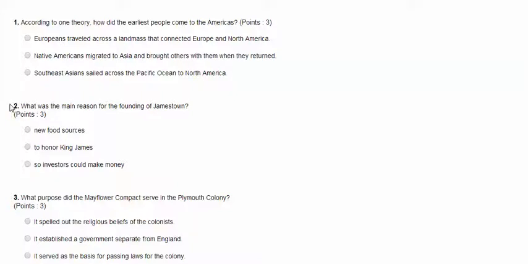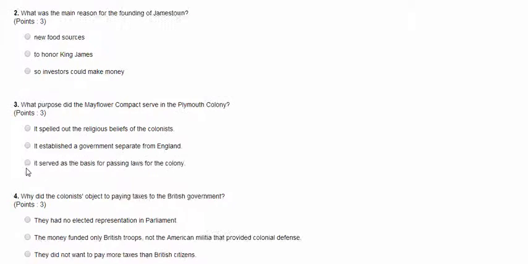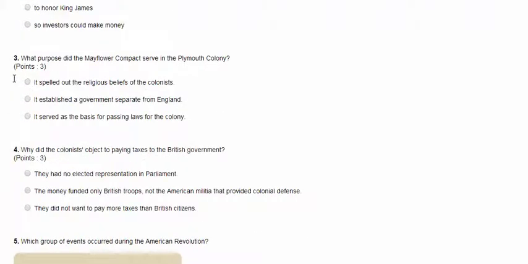Number 2, what was the main reason for the founding of Jamestown? New food sources, to honor King James, or so investors could make money? Number 3, what purpose did the Mayflower Compact serve in the Plymouth colony? It spelled out the religious beliefs of the colonists, it established a government separate from England, or it served as the basis for passing laws for the colony.